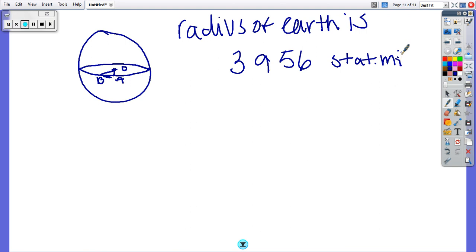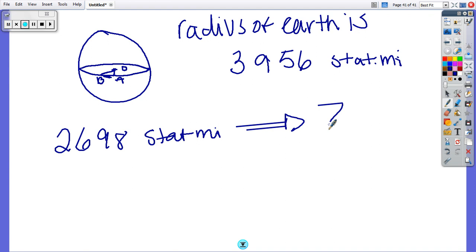I'm trying to figure out how many nautical miles it is for a certain distance. And in this problem, we're traveling from Boston to San Francisco. And you know that the distance is 2,698 land miles. I want to figure out what is that in nautical miles. And you might already know how to do this.